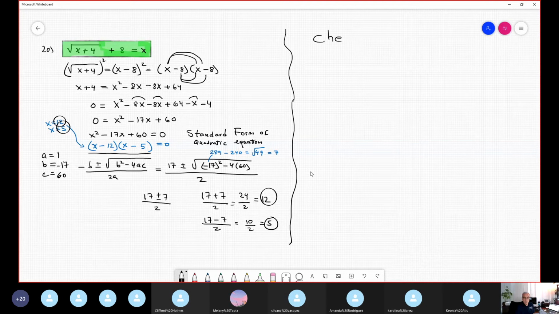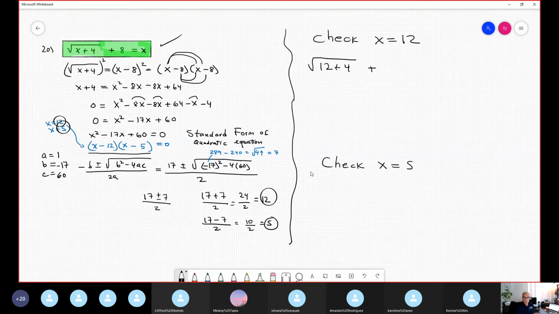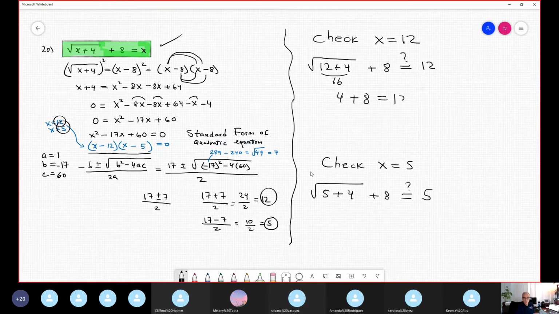I have to check it for 12. I have to check it for 5. Where? In the original. Square root of 12 plus 4, plus 8, outside the radical, should be 12. Square root of 5 plus 4, plus 8 should be 5. Clean that. 12 plus 4 is 16. And the square root of 16 is 4. And 4 plus 8 is 12. Of course, yes. It's true.